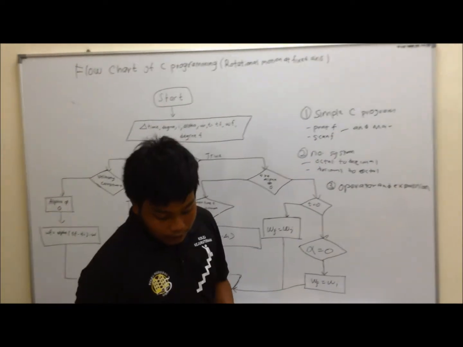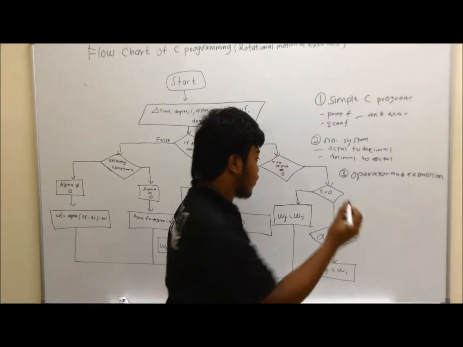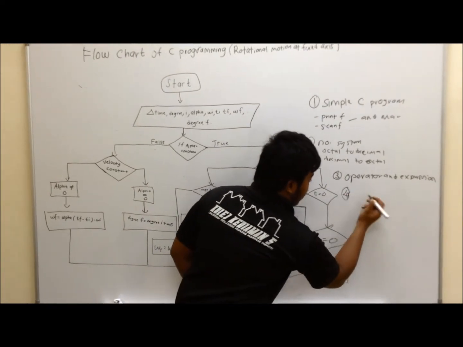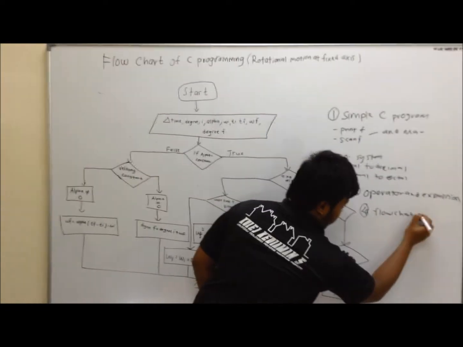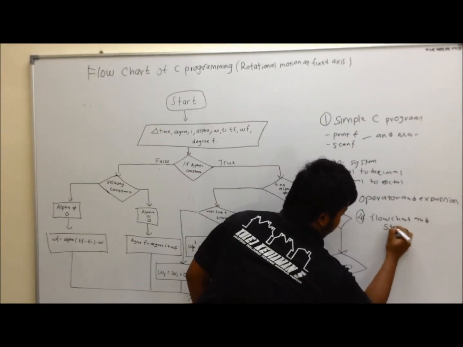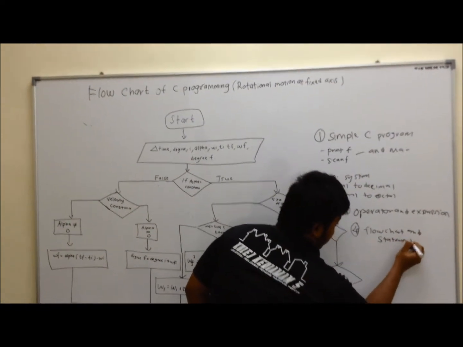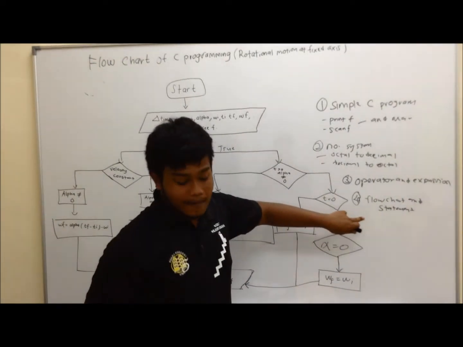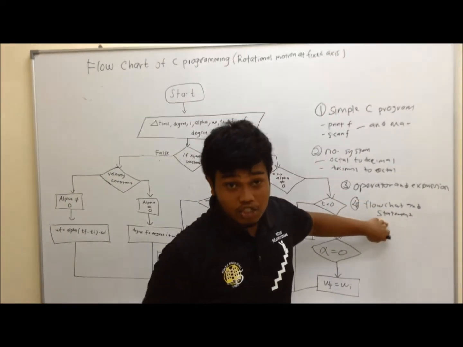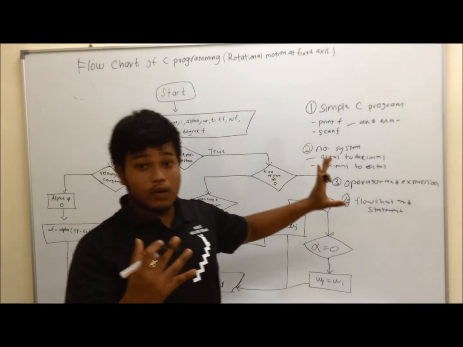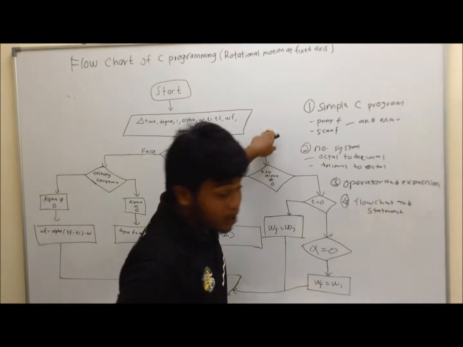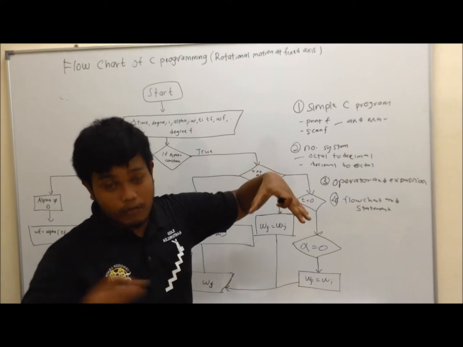Okay, and after that we learn about flowchart. We have learned about a flowchart and statement. This chapter teaches us how to build a flowchart, and then how we translate the flowchart into C programming to solve the problem.